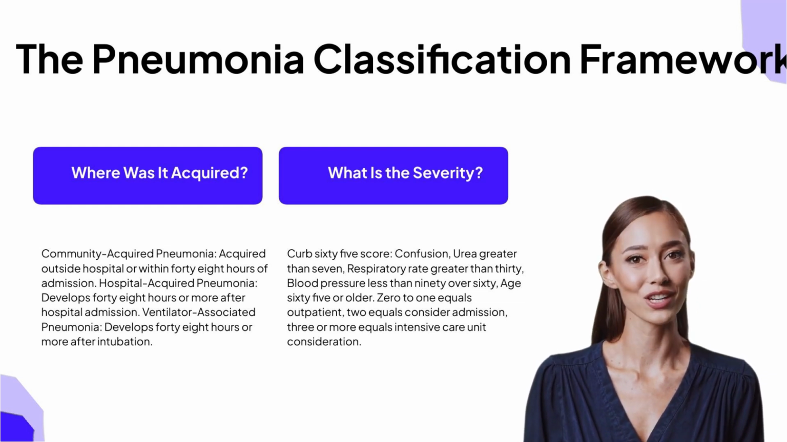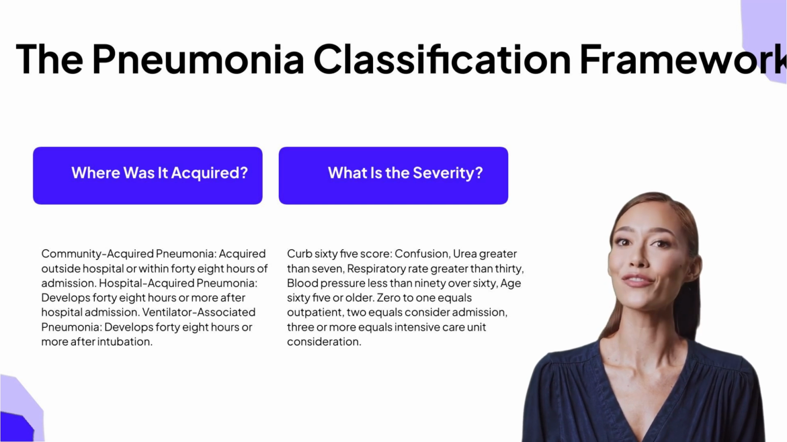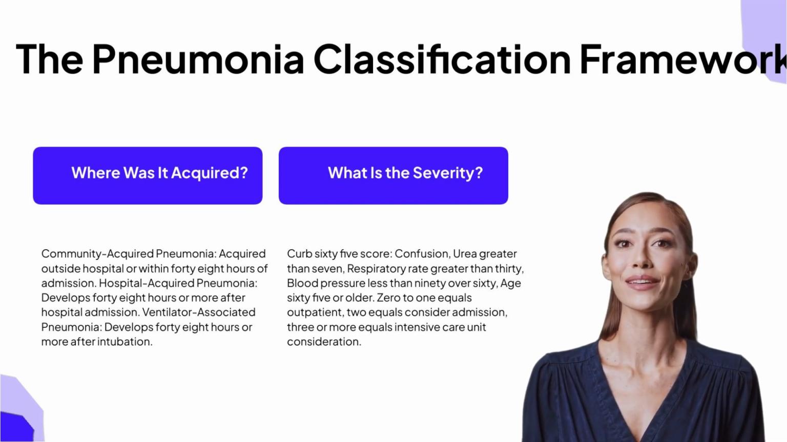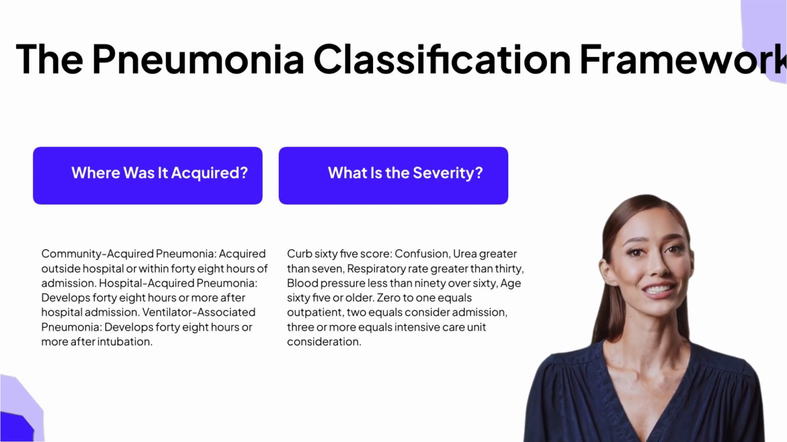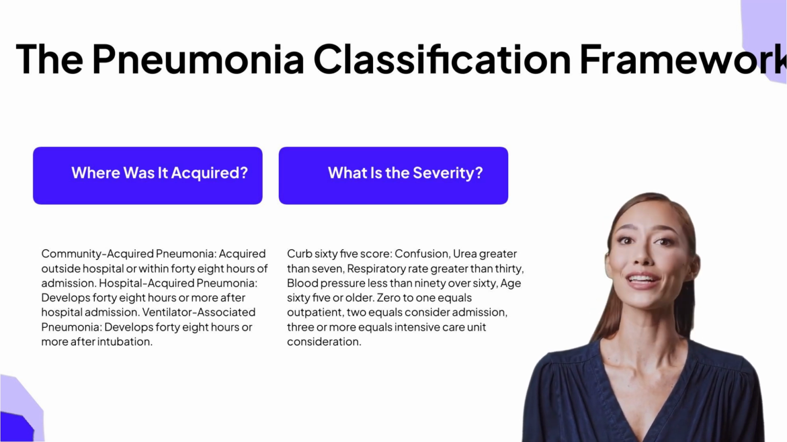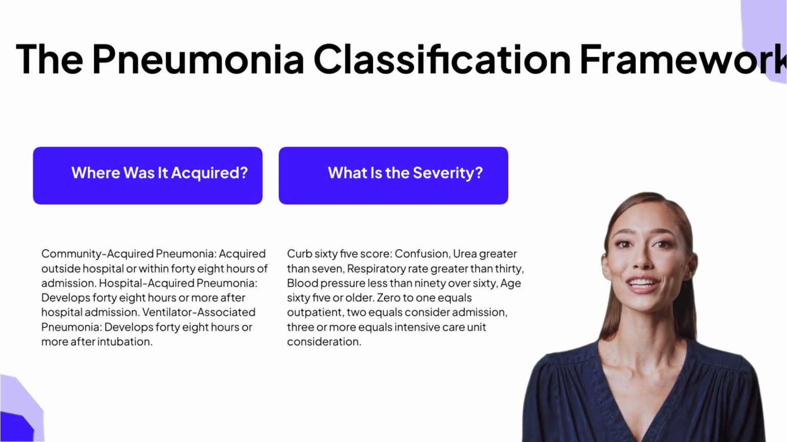The CURB-65 score determines disposition: confusion, urea greater than 7, respiratory rate 30 or higher, low blood pressure, and age 65 or older. Each point matters for deciding outpatient versus inpatient management.